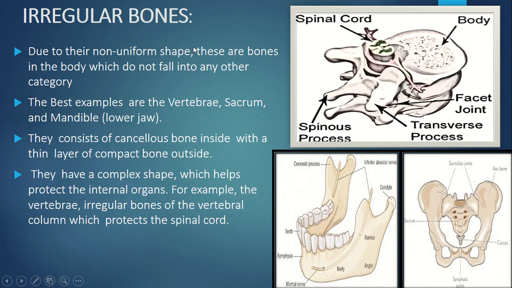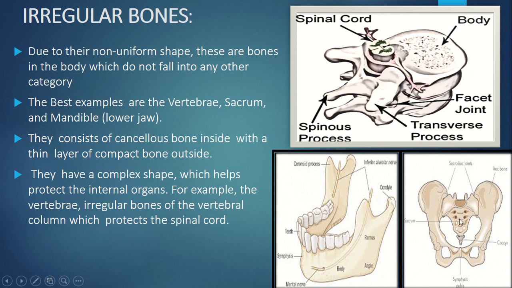Then the irregular bones. The name says that they are not regular, they are irregular. Due to their uniform and non-uniform shape, these are bones in the body which do not fall into any of the categories. They are not short, they are not long, they are not sesamoid, they are irregular. Because of this, they fall under the irregular bone category. The best example is the vertebrae, the vertebral column. The sacrum, here you can see these are flat bones in this, but you can see that the uneven shape is there.